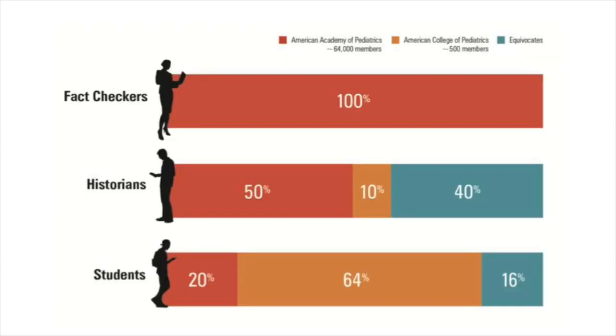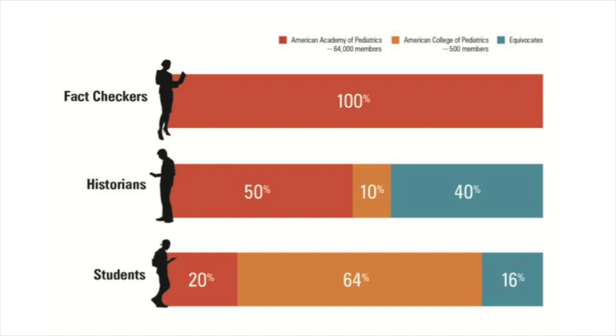So what they found was that faced with these two competing sites, one by the American Academy of Pediatrics and one by the American College of Pediatrics, similar names, very different organizations, the fact checkers were incredibly good at figuring out that the Academy was a legitimate source, whereas the expert historians were not awesome at it. About half of them did figure out that the Academy was the legit site.